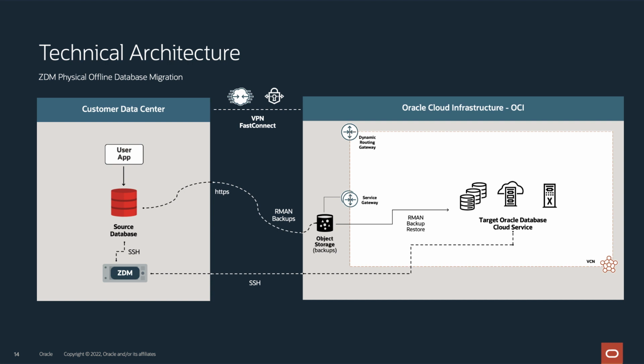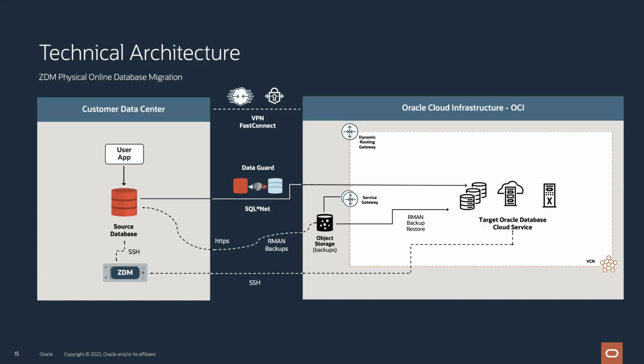For physical online migration, the architecture looks pretty much the same, with the difference that we have an extra connectivity for Data Guard, right? So it's a SQL Net connectivity between the source and the target, where we will have Data Guard in place. Now, you do not have to do any of this for Data Guard, right? You just need to provision your target database cloud service, have connectivity and accessibility to the source and the target via ZDM, and then ZDM takes care of the rest.